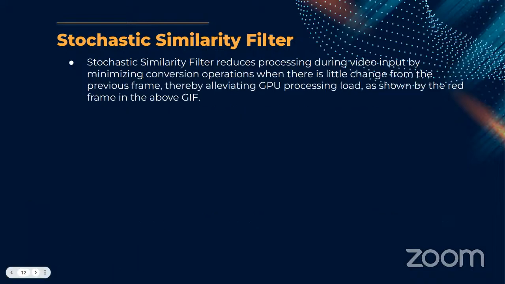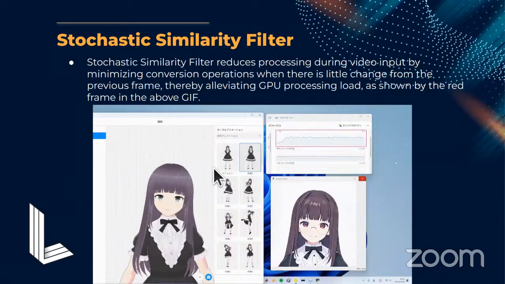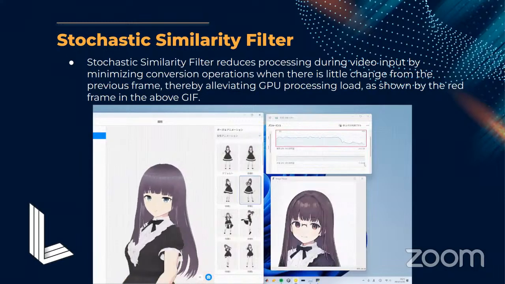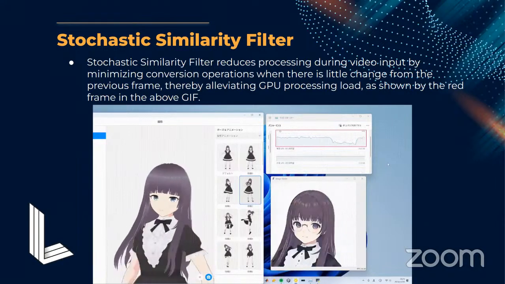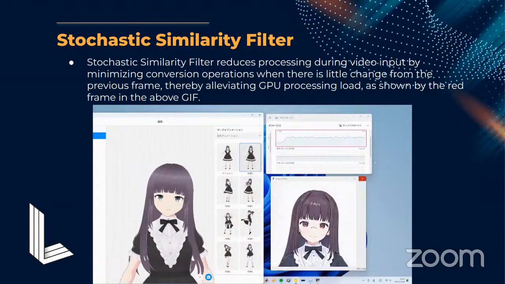Let's look at an example, all right? Looking at this example, the SSF reduces processing during video input by minimizing conversion operations when there is little change. Let me use Git, for example. When you are sending something to Git, Git does not store everything from scratch. If you work on a file, do a git add to stage it, and commit it, then when you make any changes to it, only the changes will be recorded in Git. They will not do everything from scratch again because they already have a record of it, all right?